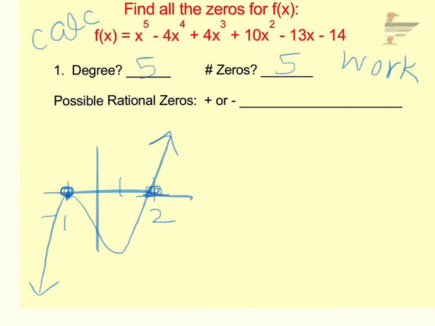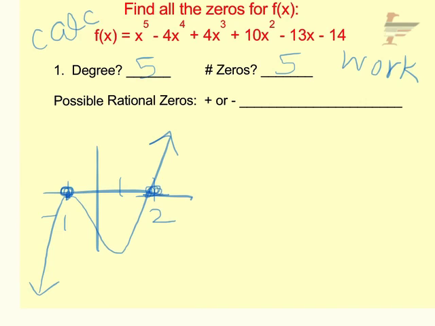What does that tell you about the other 2 solutions? They have to be imaginary because this fifth degree function is not crossing or touching the x-axis anywhere else. So I have no choice but to work this fifth degree function synthetically down to a quadratic function so that I can solve that using the quadratic formula, because there's no other way to find imaginary solutions. Your calculator won't find those for you.